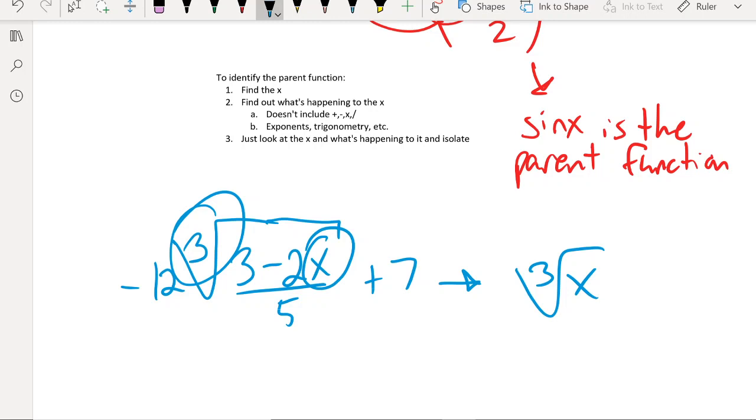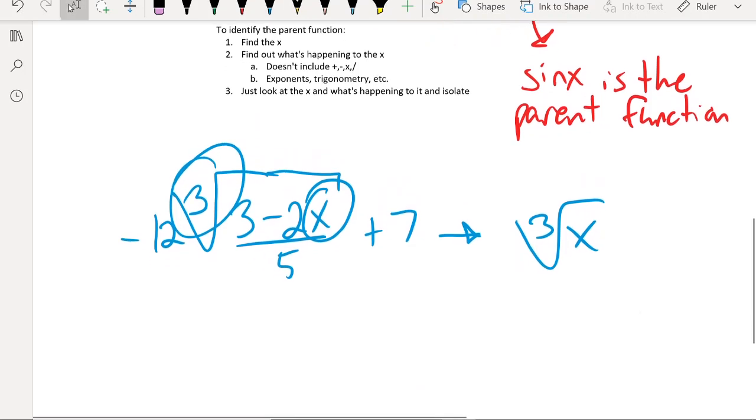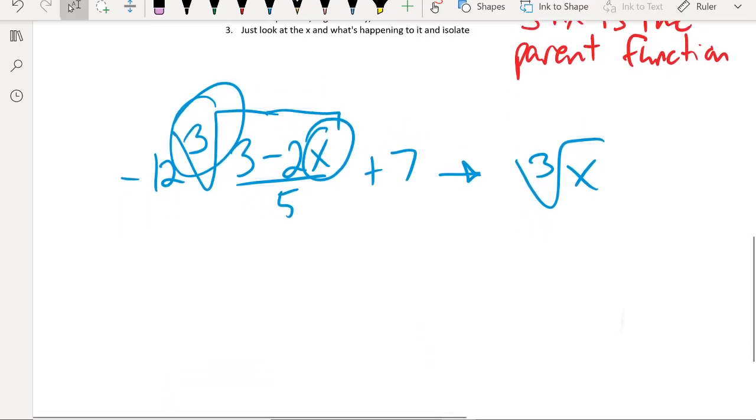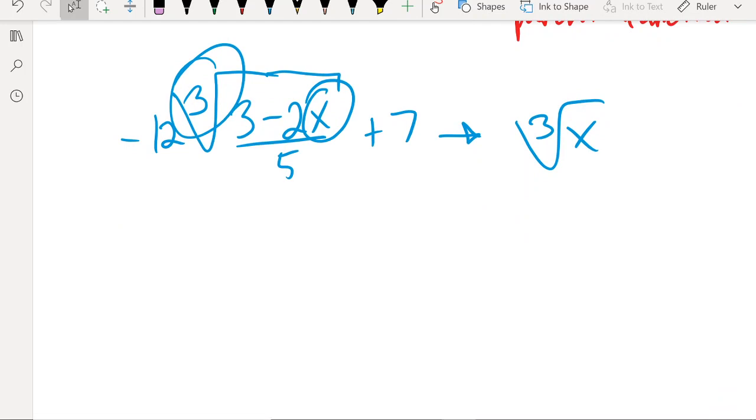So if you can identify what the parent function is and have an idea of what the parent function should look like, then it makes it a lot easier when you're trying to graph a transformation of the parent function. Okay, so now that we've done that, let's look at what a couple parent functions are. And these are important to know what they look like.